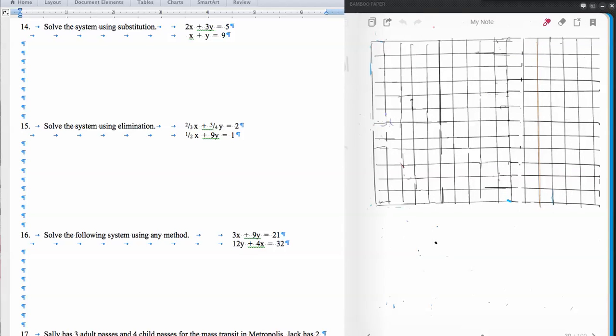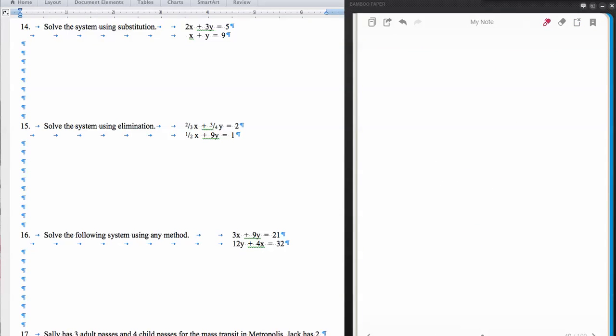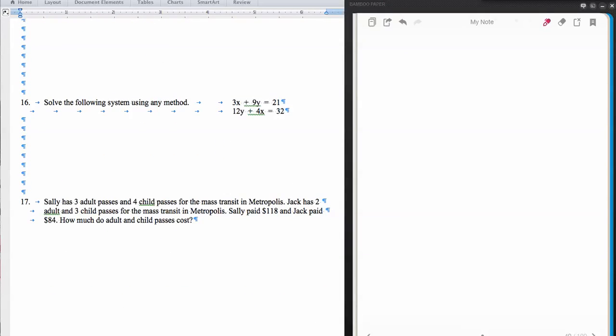All right, now moving on to the next one, which is our word problem. We want to go ahead and take a look at this word problem. It says Sally has 3 adult passes and 4 child passes. So what we have is adults, and we have child passes going on. So I'll write that fact down. And for the mass transit in Metropolis, Jack has 2 adult passes and 3 child passes. Sally paid $118 and Jack paid $84. How much do adult passes and child passes cost?